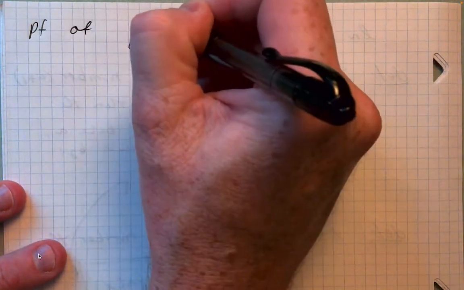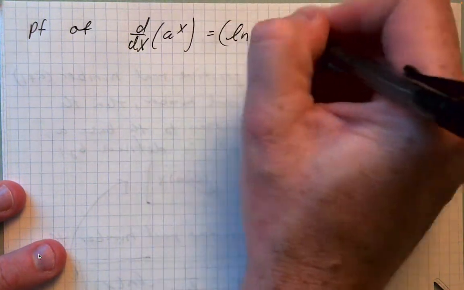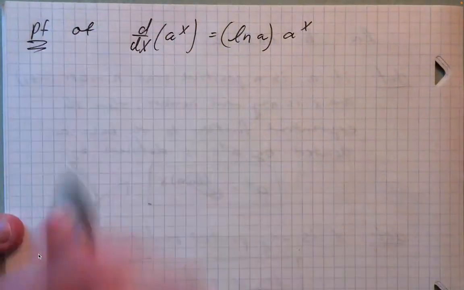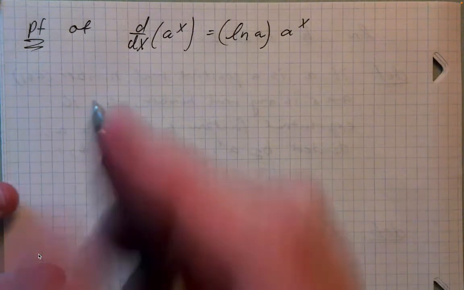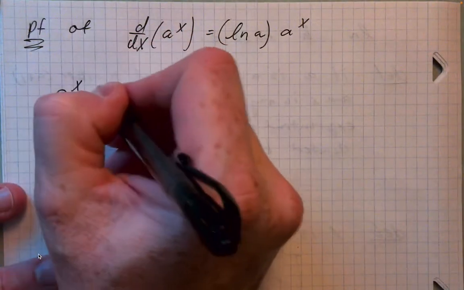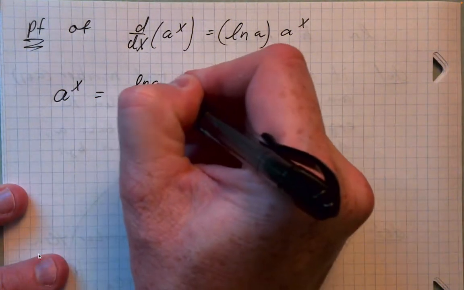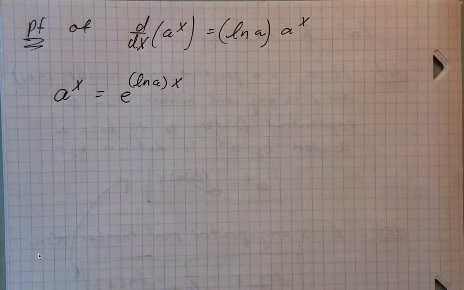So for the first one, the first proof we'll do is that d dx of a to the x is equal to natural log of a times a to the x. All right, so that's the one we'll start with. Okay, so to prove this one, we want to first note that a to the x is by definition what we just described: e to the ln a times x, right? So this changes everything. This is kind of the key to identifying this derivative.